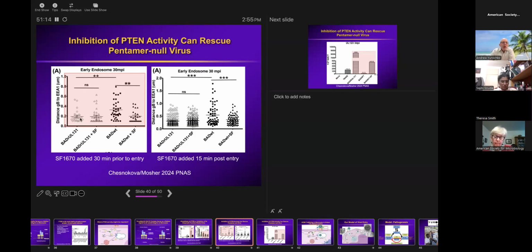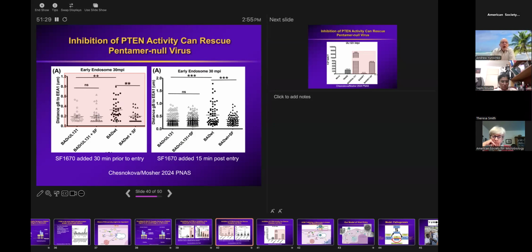So you can see we're pretty much at the limit of detection for the confocal microscope. We can see the virus is essentially co-localized with early endosomes. Why do we see no effect here? Because the virus turns it off. You can't turn off an off switch with the drug.